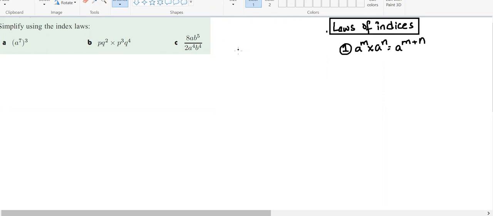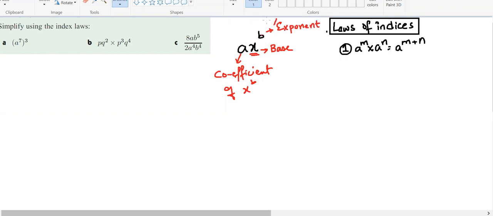So let's say we have A times x to the power b. This A is called the coefficient of x power b. This x, which has some power, we will refer to it as the base. And this b, which is the proper term is exponent, but usually saying it's power of x, this is also convenient to say.